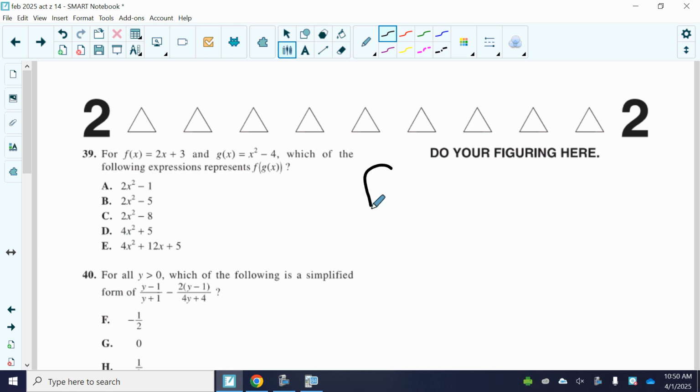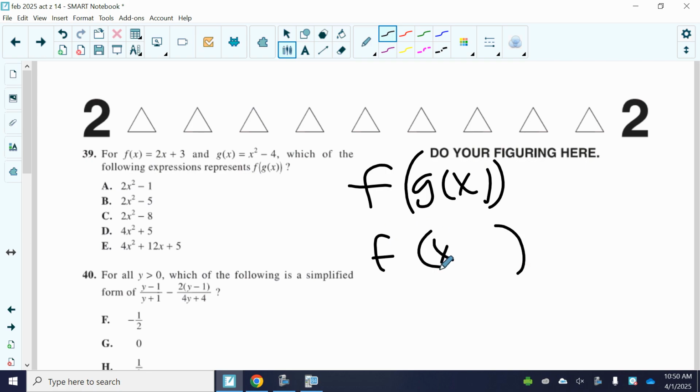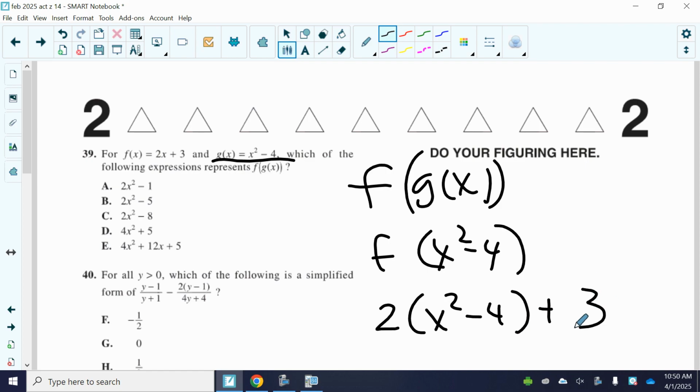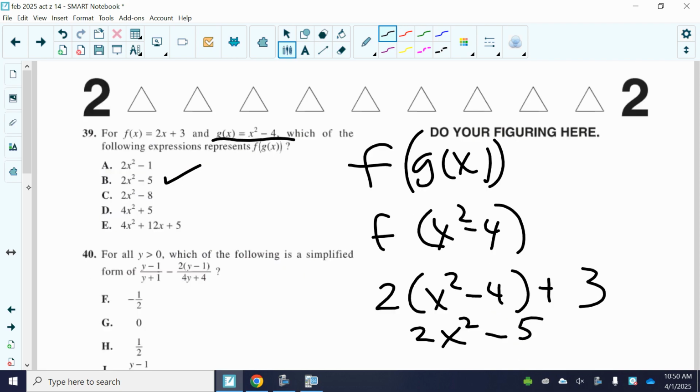Oh, the famous f of g of x. Guys, if you haven't done it, do it now. You replace the g of x with itself. You copy the g, and then plug it into f. Everybody got that? Replace the g, plug in the f. That should be on everybody's hit list for the test.